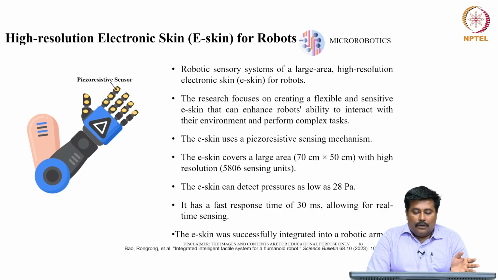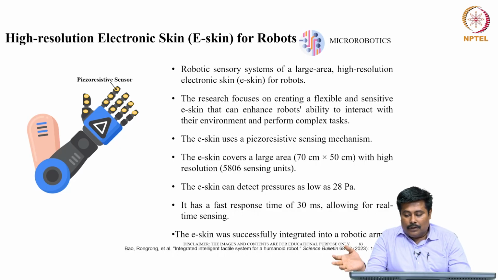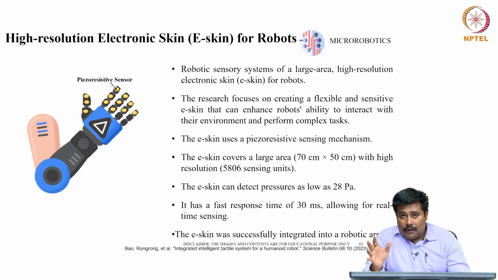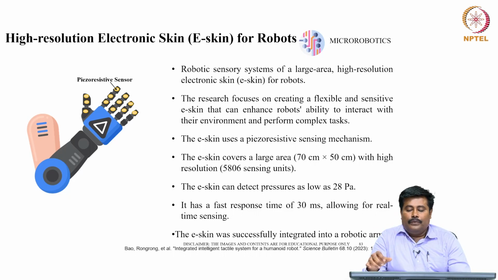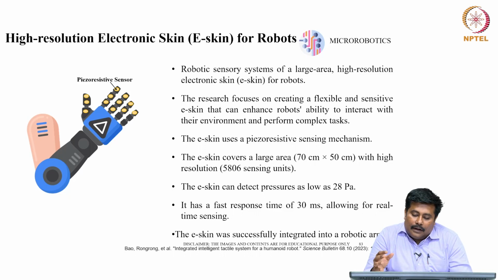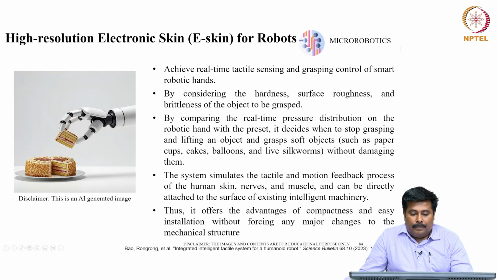The e-skin uses a piezoresistive sensing mechanism. The e-skin covers a large area, close to around 70 centimeters by 50 centimeters, with high resolution sensing units, close to around 5806 sensing units. The e-skin can detect a pressure as low as 28 Pascal. It has a fast response time of 30 milliseconds. It allows for real-time sensing, and the e-skin can be successfully integrated with the robotic arm.